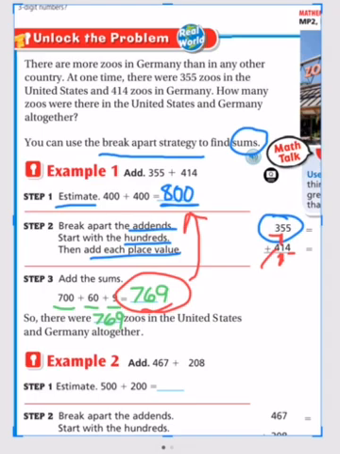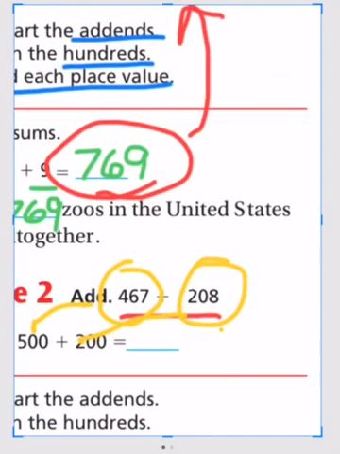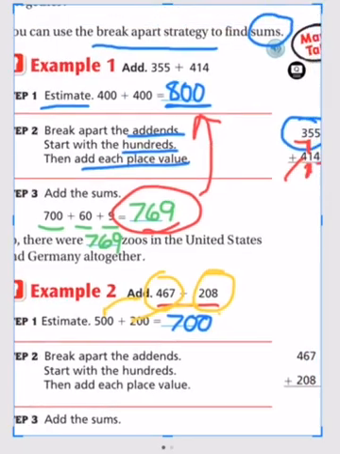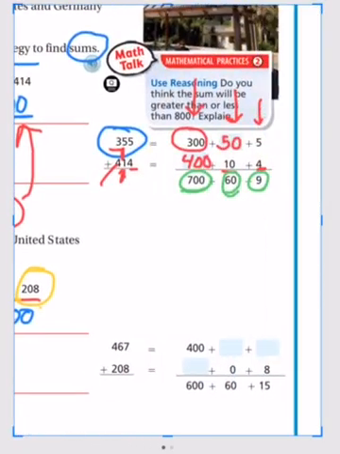Okay. Example 2. Add 467 plus 208. Again, we're going to estimate. So when we estimate 467, our two choices are 400 and 500, and it is closer to 500. 208, our two choices are 200 and 300, and it is closer to 200. Then when we add those together, we get 700. So our estimate is 700. Our final answer should be close to that.